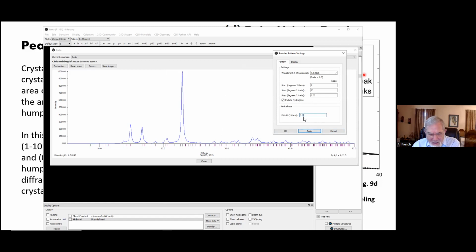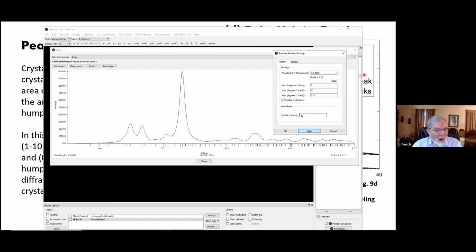0.5. Now that, if you're really lucky, if you have an algal cellulose or something like that, it might look like that. If we make it 1 degree of peak width at full width at half maximum, now you're starting to look like what you're used to seeing. If you had a tunicate sample, which is a very crystalline cellulose, it can be anyway, it might give you a pattern that looks pretty much like this.